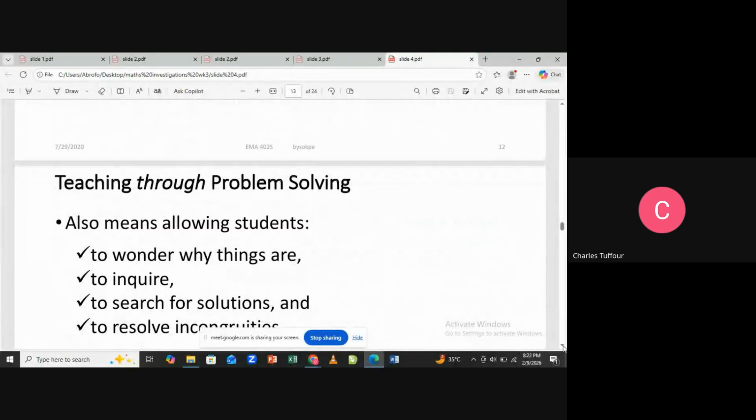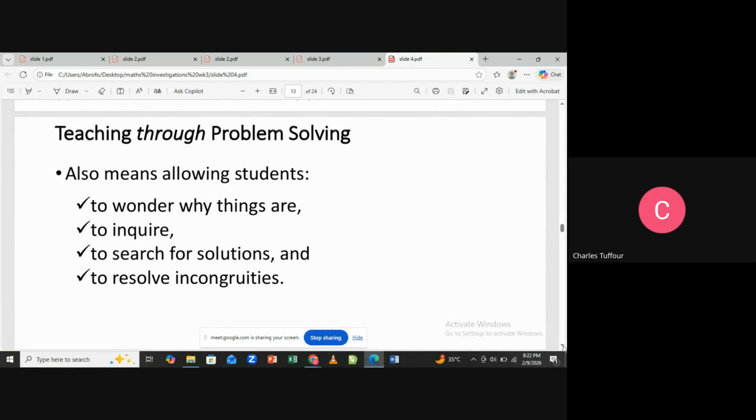And remember, in teaching through problem solving, we begin by introducing the problem for students to go through and deduce their own patterns and formulas to solve it. It also means allowing students to wonder why things are. Once you begin with the problem, they will begin to wonder why, and then they inquire. To inquire means to find out, to investigate the reason why or what they want, to search for solutions.